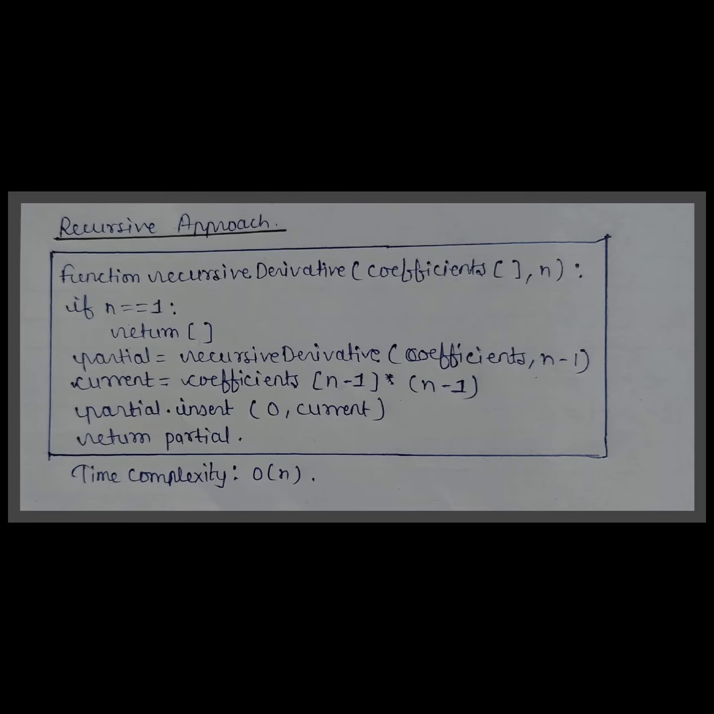Its recursive approach program: function recursive derivative(coefficient matrix, n). If n equals 1, return null matrix. Partial equals recursive derivative(coefficient, n minus 1). Current equals coefficient[n-1] times (n minus 1). Partial.insert(0, current), return partial. Its time complexity is O(n).